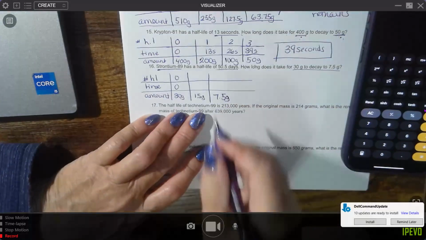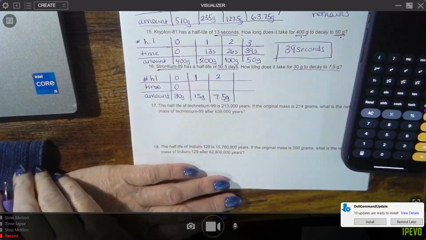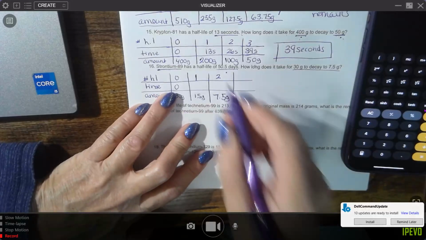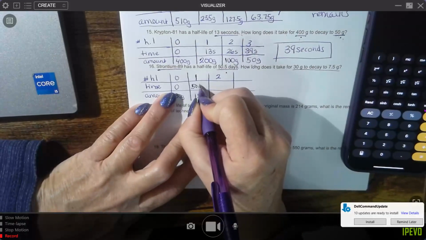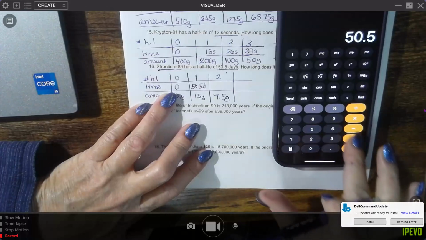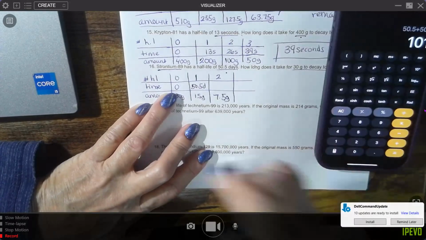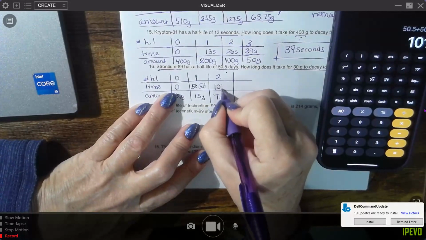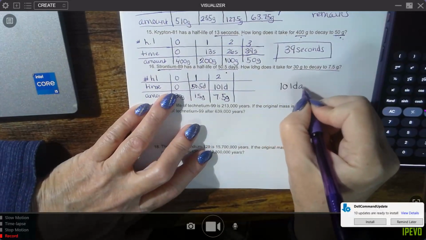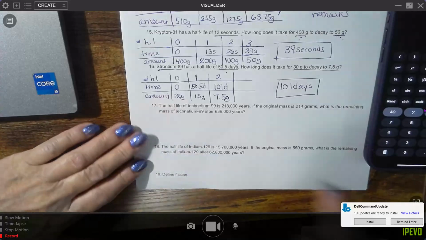Okay, so this tells us it's going to be 2 half-lives. Now, how much time? 1 half-life is 50.5 days. So 2 half-lives would be 50.5 plus 50.5, which is 101 days. So our answer is going to be 101 days. Okay, all right, next.